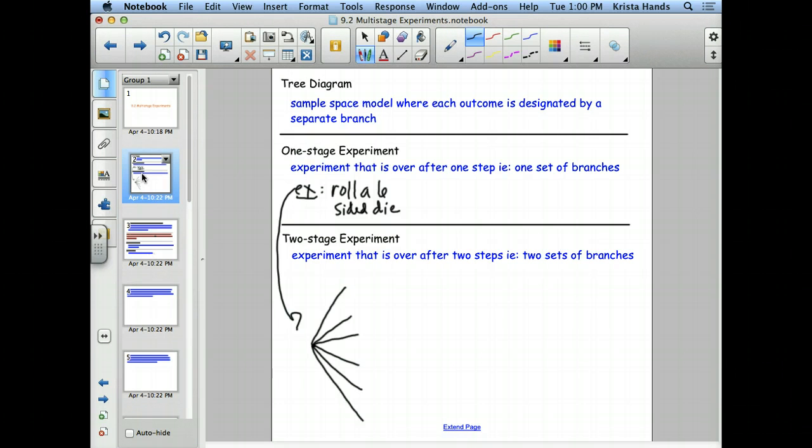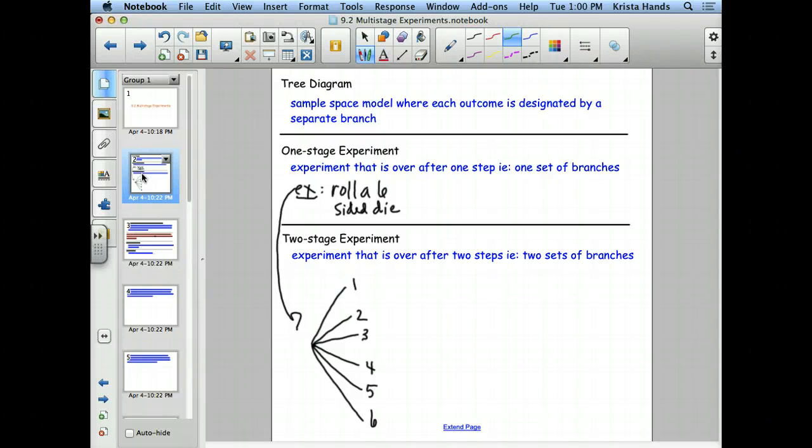Okay. If I'm wanting to draw a complete tree diagram, at the end of those 6 branches, what I write is the outcome. So what is one possible outcome when I roll a die? A 2. I'm going to put them in order though. I can also have a 1, a 3, 4, 5, or 6. These are all the possible outcomes. Or if I were to create a sample space, it would have these 6 items in the sample space. Okay, one-stage experiment.